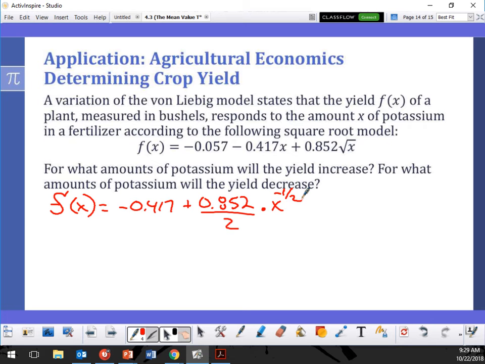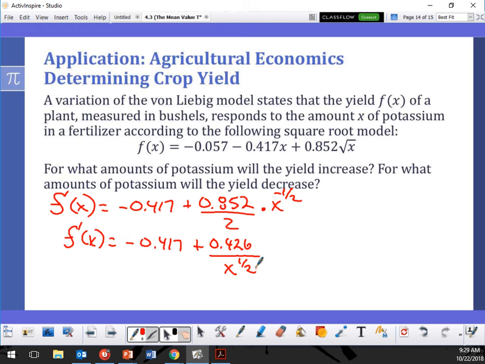All right, so let's go ahead and put that x in the bottom, right? If I put the x in the bottom, it's going to make life a whole lot easier. So f prime of x is equal to negative 0.417 plus, let me see, that's 0.426 over x to the 1/2.